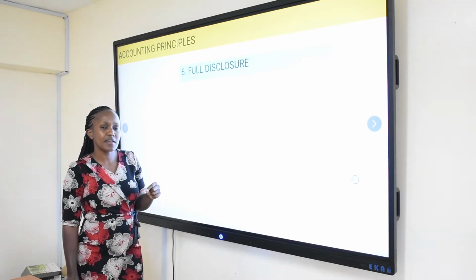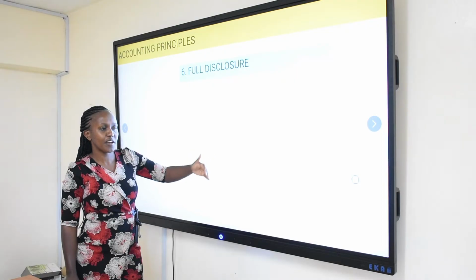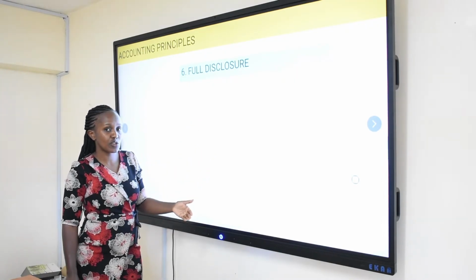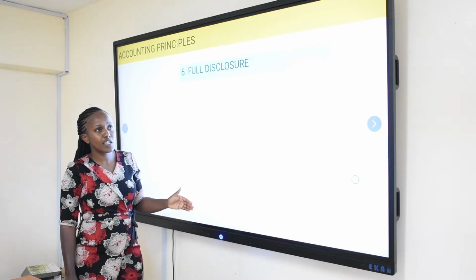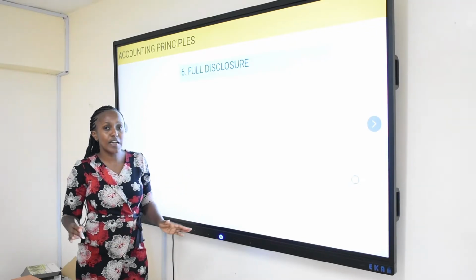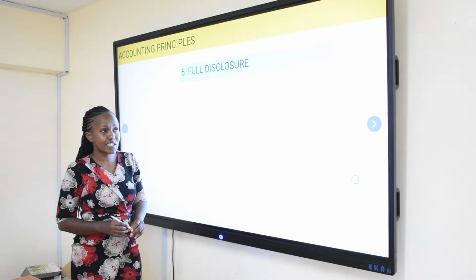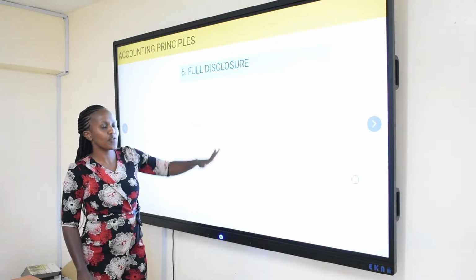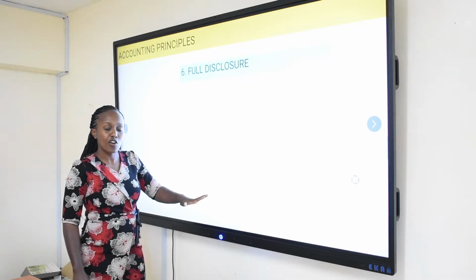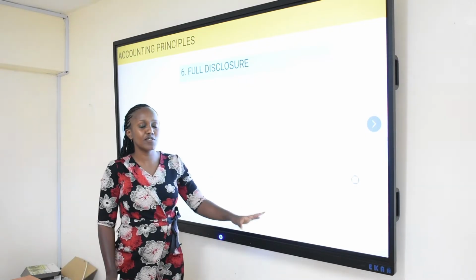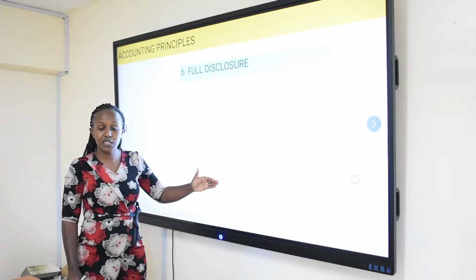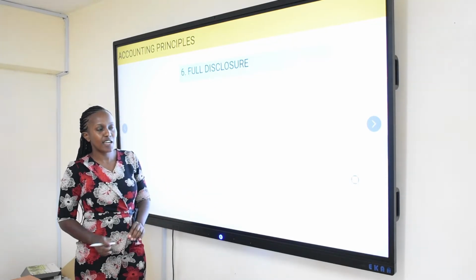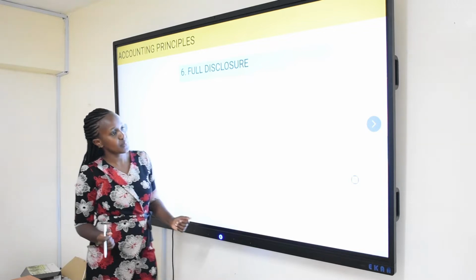And if something cannot be contained in the body of the financial statement, it has to be included in the notes to the financial statement. So full disclosure requires that all material and relevant facts are disclosed in the financial statement, either in the body of the financial statement or in the accompanying notes, so that if something is not in the body of financial statements, it is amongst the accompanying notes, but there has to be full disclosure.